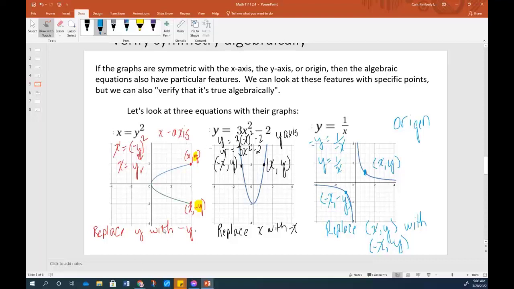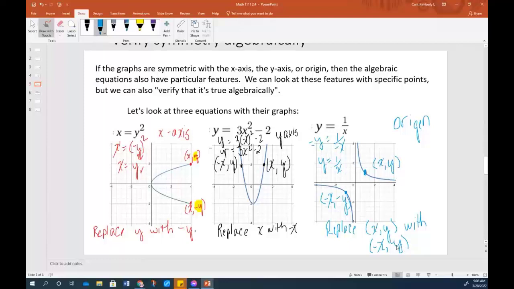So x-axis symmetry, replace y with negative y if you need to verify it algebraically. Y-axis symmetry, we replace x with negative x to verify it algebraically. For symmetry with the origin, you can replace them both, and they should end up being exactly the same thing.